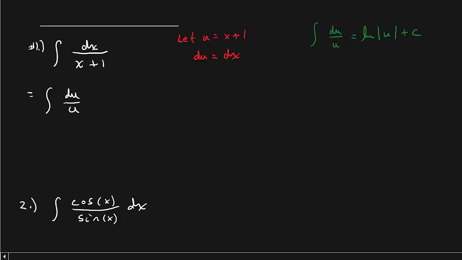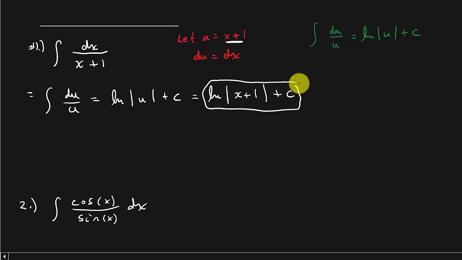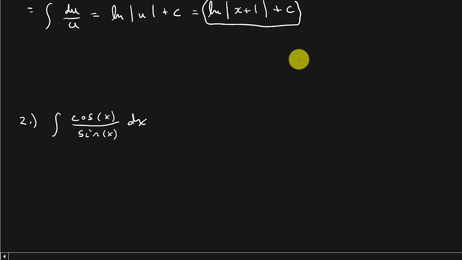Okay, there's our formula. So this is equal to the natural log of u plus c. And now we've got to get this back in terms of x. So that's natural log, and in the place of u, I'm going to put the x plus 1 back in there, plus c. And there's our answer. All right, let's take a look at the next problem.